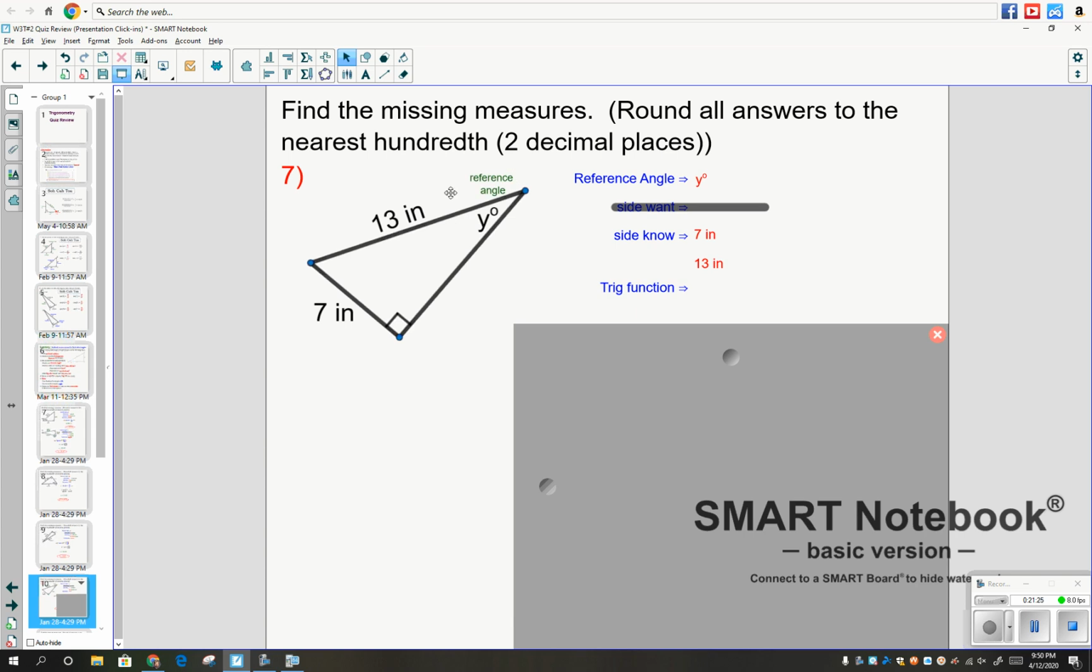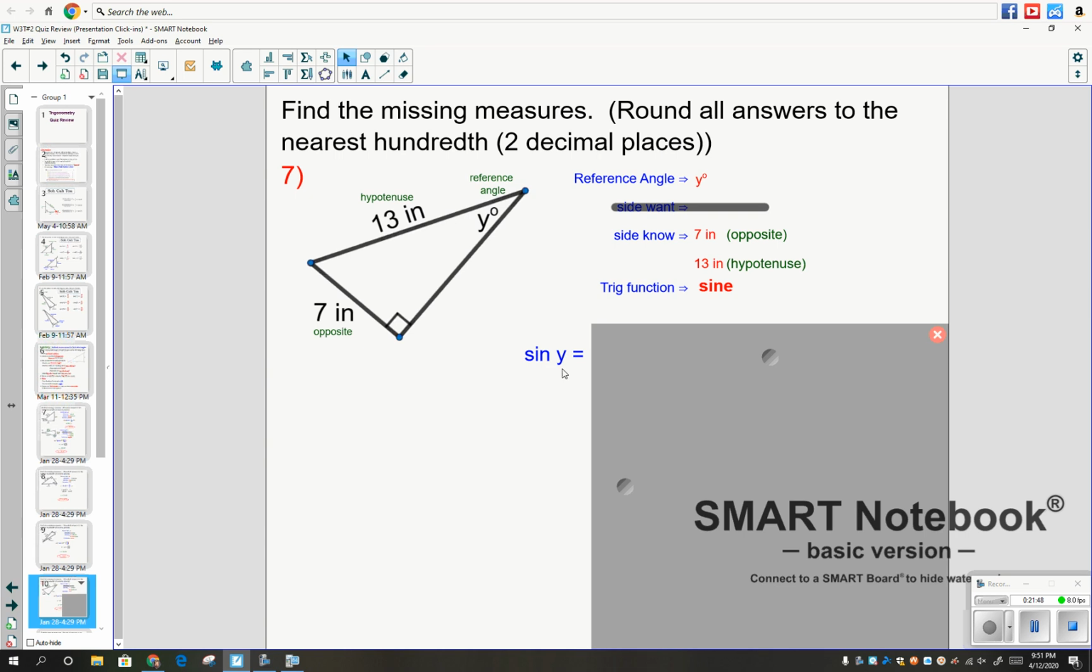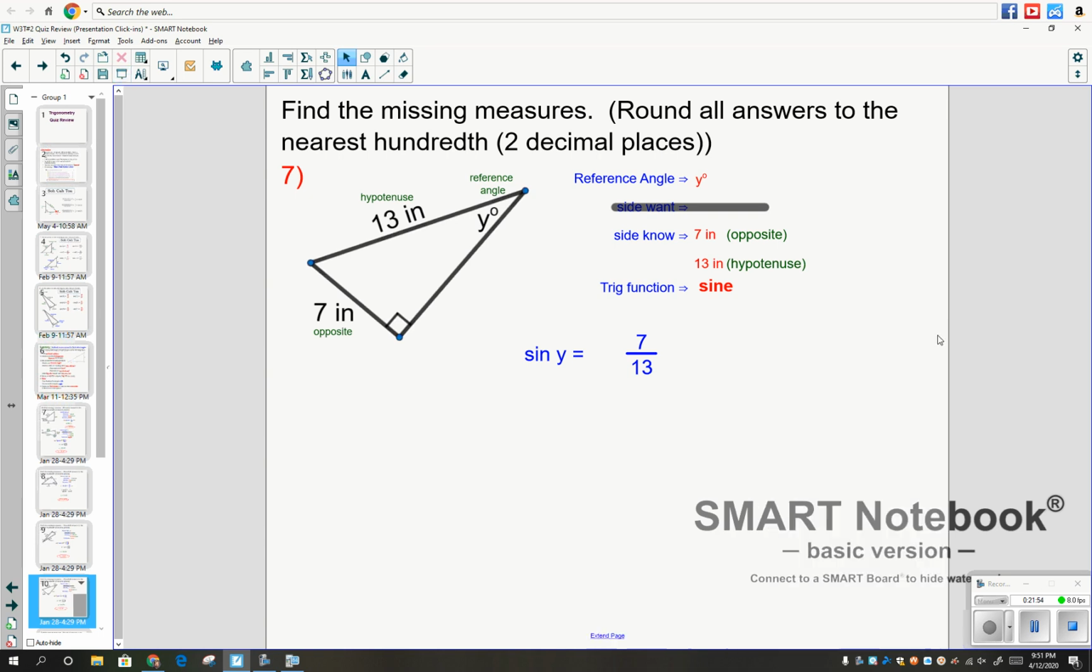Well, how are they related? 13 is across from the right angle. It's my hypotenuse. Where's 7? It's across from the reference angle. That's opposite. So 7 is opposite, 13 is hypotenuse. Which trig function uses opposite and hypotenuse? Yeah, sine does. Sine of y. Remember, it's sine of the angle measure equals the ratio of opposite over hypotenuse. 7 over 13. Again, we just did one like this in number 6.